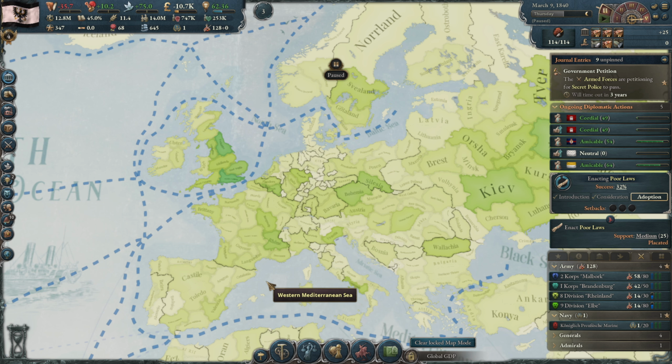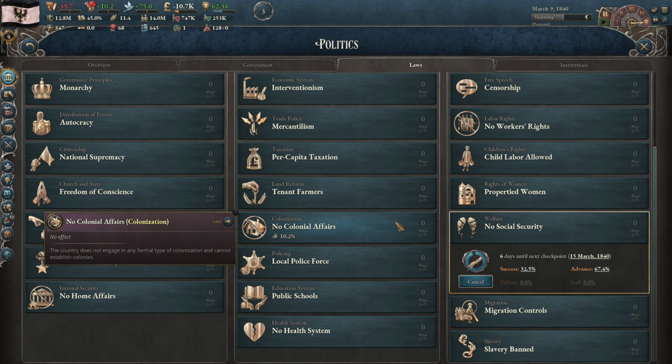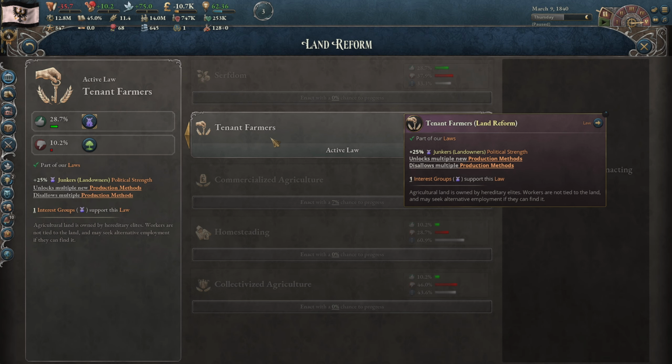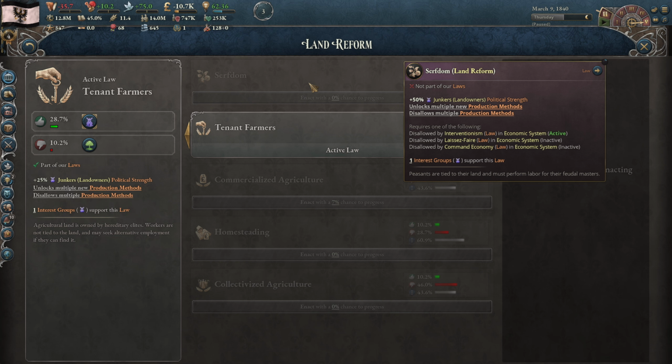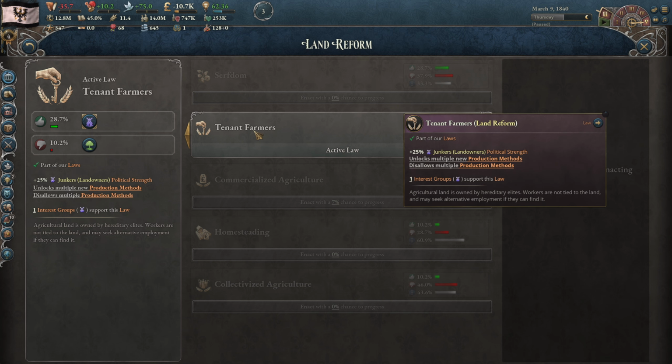And number two is something I also have. We've got to go back to the policy, to the laws there. If we look at my land reform, I may have tenant farmers, which gives a lot of power to the landowners, but I don't have serfdom. Serfdom will prevent you from having a school system. It will also prevent you from having a professional army. It's horrific. The nations that didn't have serfdom, it doesn't matter whether they had homesteading or collectivized or commercialized agriculture or anything like that. They just had to not have serfdom.